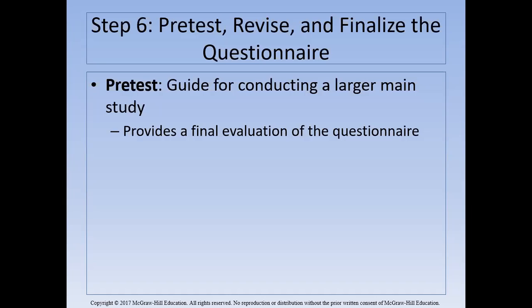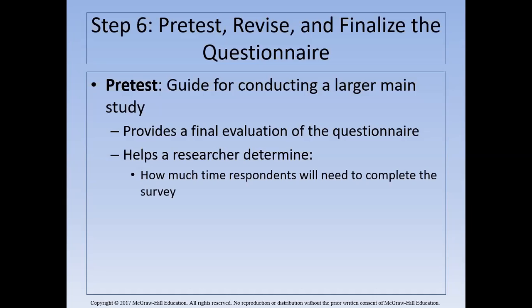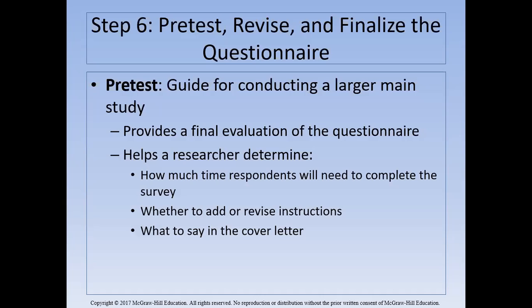So you provide a final evaluation of the questionnaire through the pre-test. It helps a researcher usually to determine how much time respondents need. As we said, timing is very important, whether it's going to take 2 minutes or 5 minutes or 15 minutes for the people who respond. So that will help the researcher know how long it's going to take, whether to add or revise some instructions there, and what to say in the cover letter.